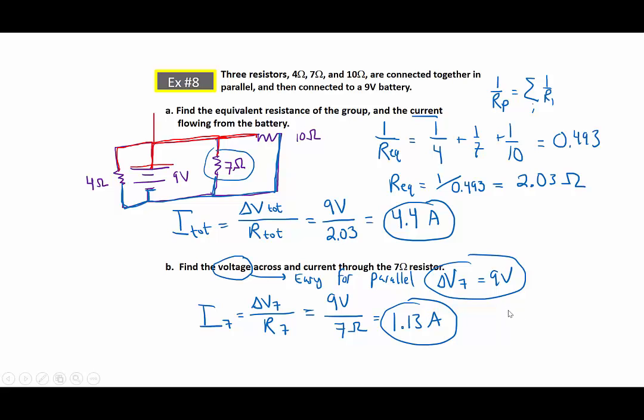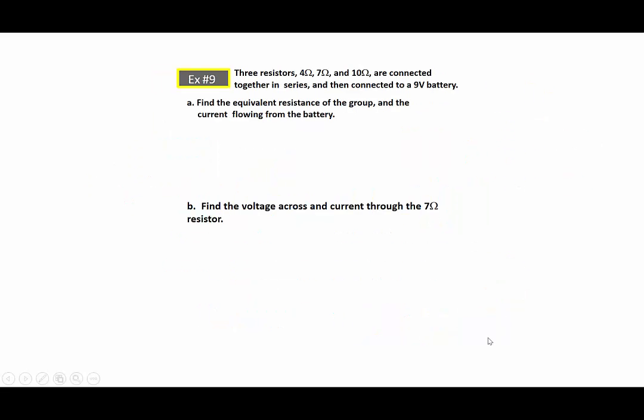Okay, let's do another example. This is example number 9 in our handout. So this one says 3 resistors, 4 ohm, 7 ohm, and 10 ohm are connected together in series in a row, and then connected to a 9 volt battery. So I would draw a picture first off. So here's my little battery. We've got 9 volts. There's my positive end, there's my negative end. Okay, I'm going to draw 3 resistors in series. Okay, there they are. And so I've got a 4 ohm, a 7 ohm, and a 10 ohm.